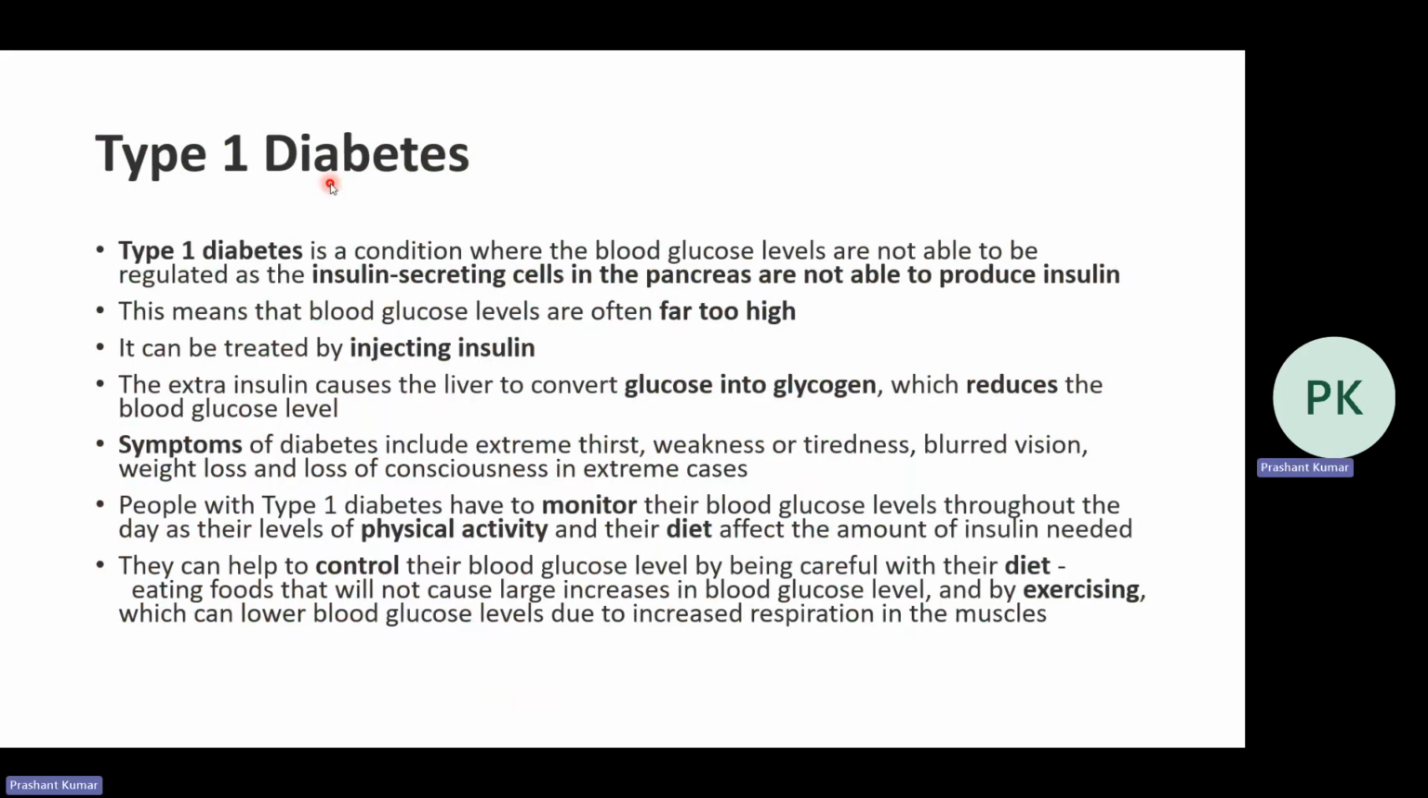Now let's talk about diabetes. Diabetes is a condition where the blood sugar level is not able to be regulated or maintained in a set value because insulin secreting cells in the pancreas are not able to produce the insulin. This means that blood glucose levels are often far too high, and it can be treated by injecting insulin from outside, but it's not a permanent solution.